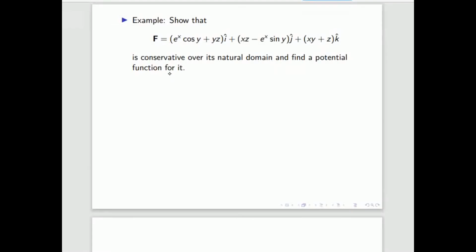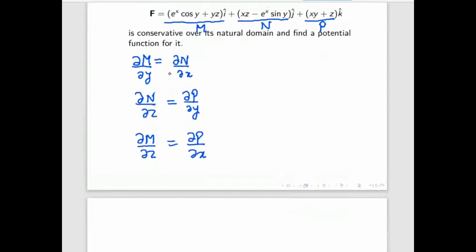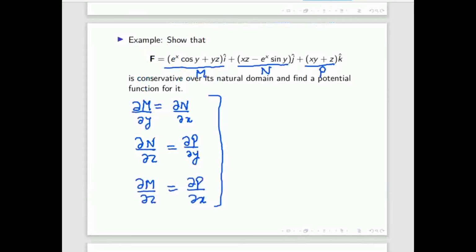So this one is M, this one is N, and this one is P. Then we will check del M by del y equal to del N by del x or not. Then del N by del z is equal to del P by del y or not. And del M by del z equal to del P by del x or not. If all three are satisfied, then we will say that this field is conservative.